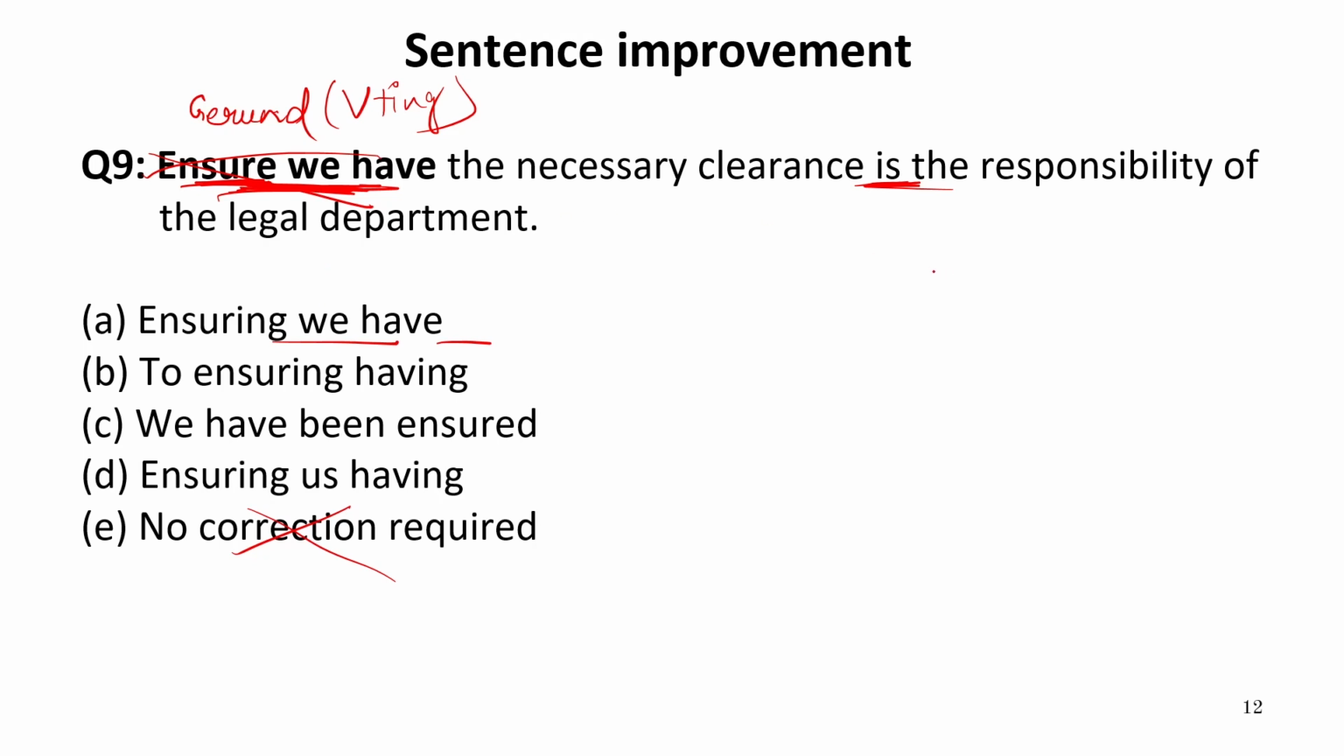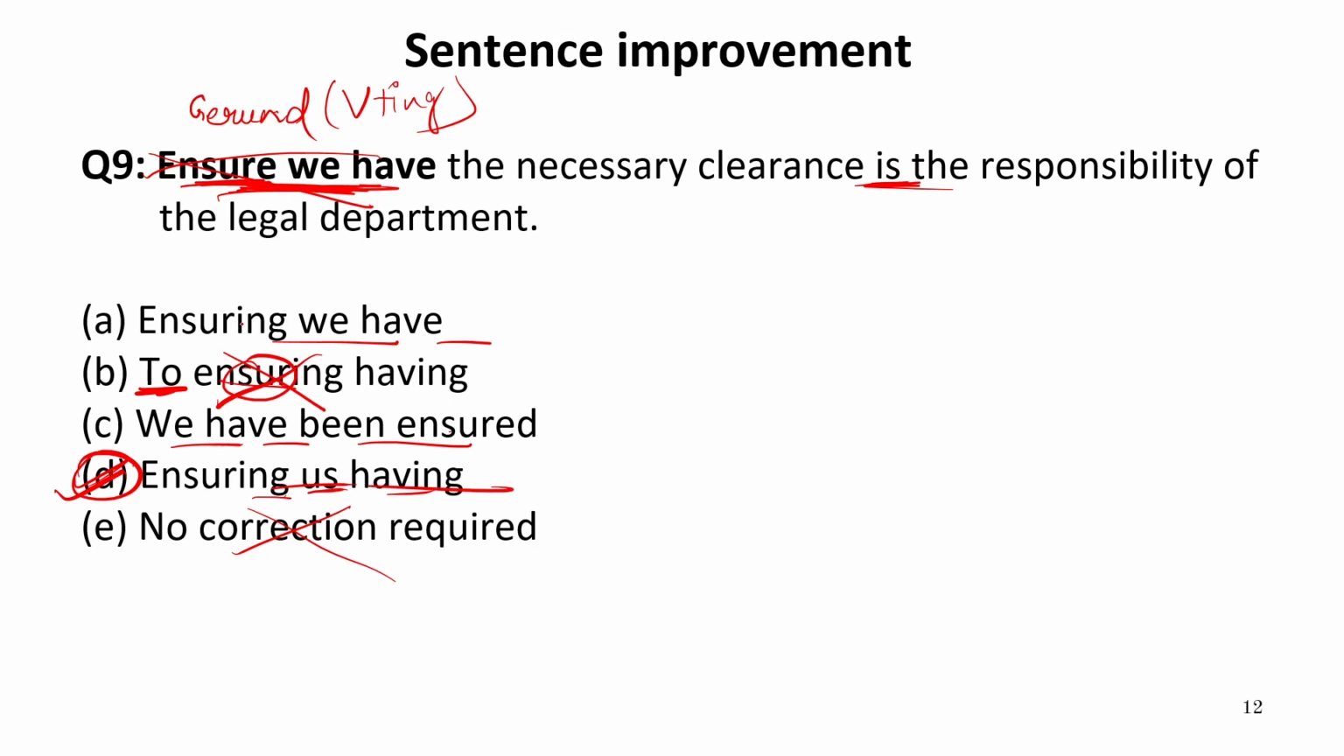Now, let us see the options. Ensuring we have the necessary clearance. To ensuring now after to we can have only verb with verb in first form. We cannot have ing form of a verb after to. We have been ensured that the necessary clearance is. Now if I write we have been ensured, this isn't correct because we need a gerund or a subject part or a noun over here. Ensuring us having. Now this is correct. Ensuring us having the necessary clearance.